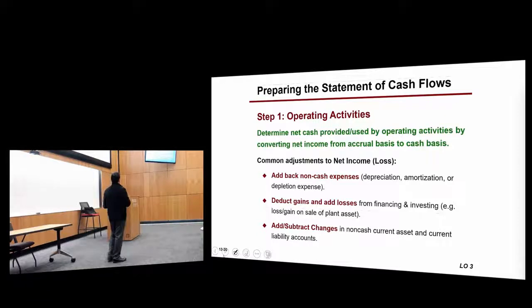And finally, you analyze non-cash current assets like inventory and accounts receivable. And then you also look at non-cash current liabilities such as accounts payable. You see the difference between the two, and we will see now. We'll do one by one.